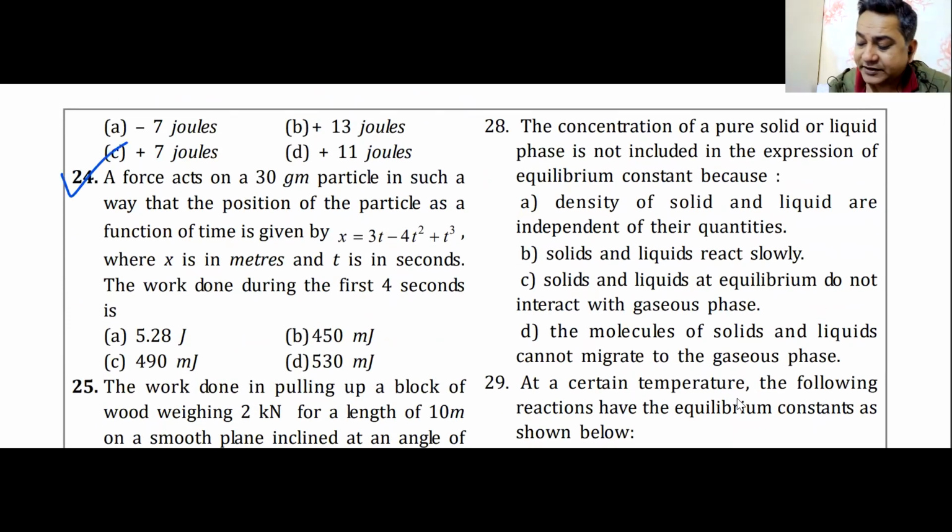A force acts on a 30-gram particle in such a way that the position of the particle as a function of time is given by this, where x is in meter, t is in seconds. What is the work done during the 4 seconds? Anyone was able to do this question?